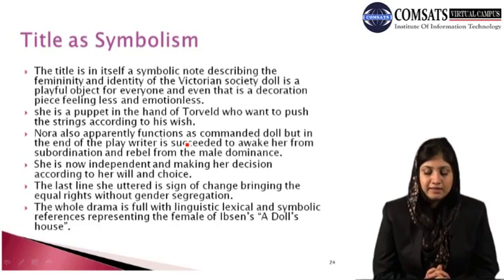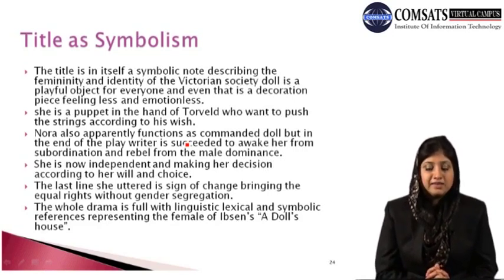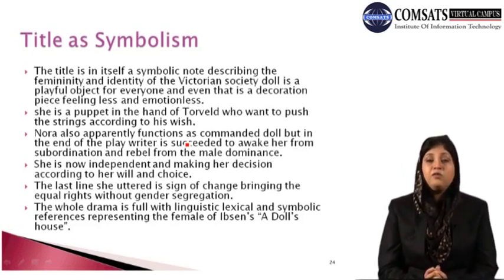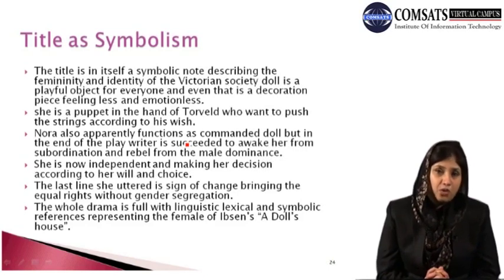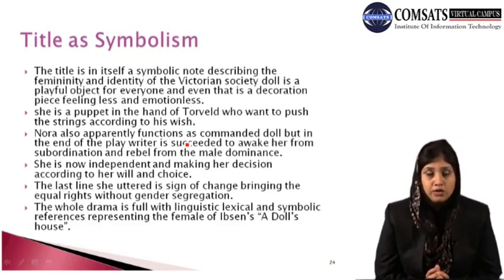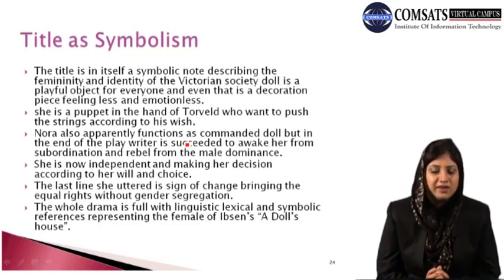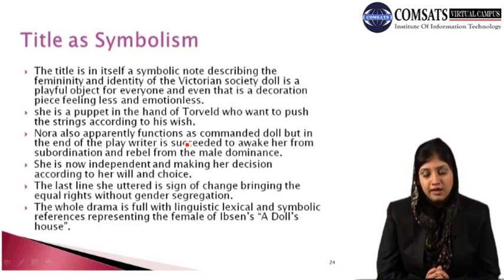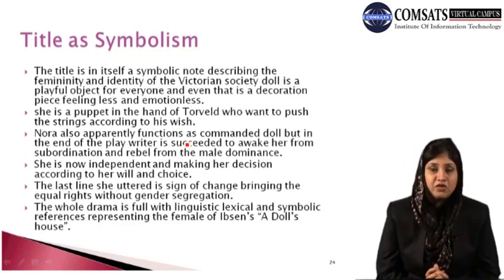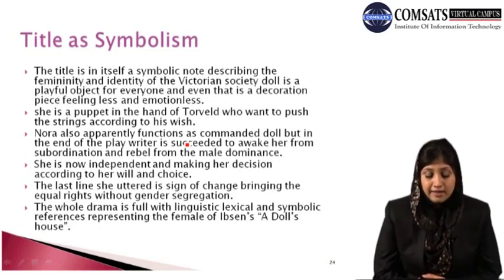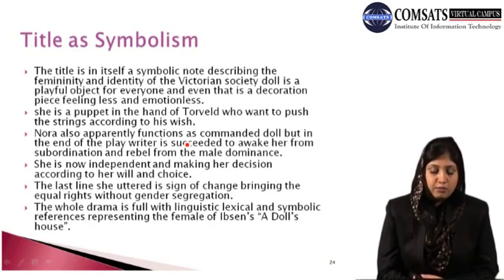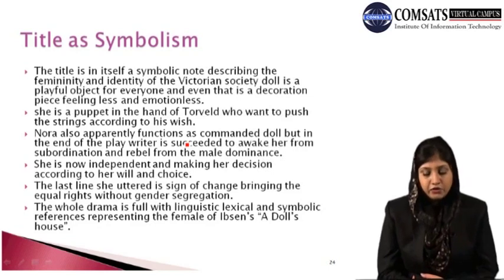Nora also apparently functions as a commanded doll, but in the end of the play, the writer succeeds in awakening her from this subordinate self of Nora, and she rebels against male domination. When she gets to know the real feelings of Torvald towards her, she realizes that she wasted her loyalties and sincerity. And it's time that she needs to go back to her life. She's now independent and making her decision according to her will and choice. The last line she uttered is a sign of change, bringing equal rights without gender segregation.